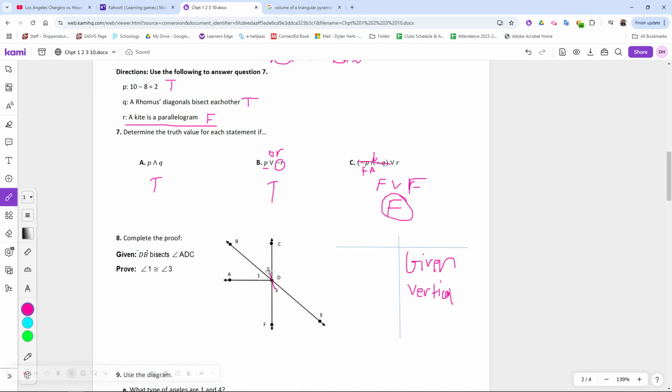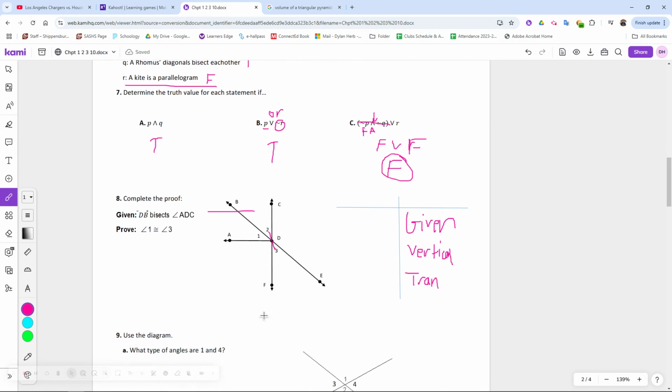So you're going to say 1 is equal to 2 to start because DB bisects that angle, and that's by definition of bisector. So 1 is equal to 2 by definition of bisector. 2 is equal to 3 by definition of vertical. Therefore, 1 is equal to 3 by the transitive property. So that's kind of a run through real quick of what that proof looks like.